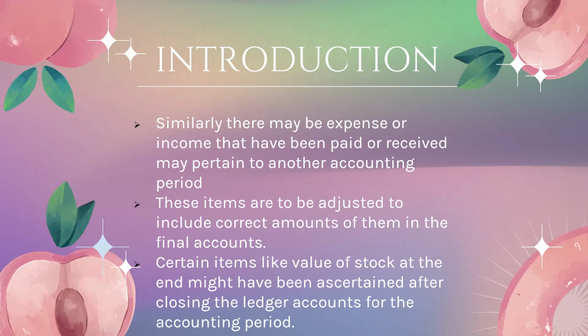Then only we can calculate a correct profit or loss and the correct financial position of the business for that particular day. Next are certain items like the value of stock. It will be ascertained, valued at the end of the year, that is after closing the ledger accounts. These are the adjustments we need to consider while preparing the final accounts. But you did the simple final accounts in the 12th chapter, just to make you understand the topic in an easy way. Usually final accounts will consider all these adjustments to find the correct profit or loss of the business concern.